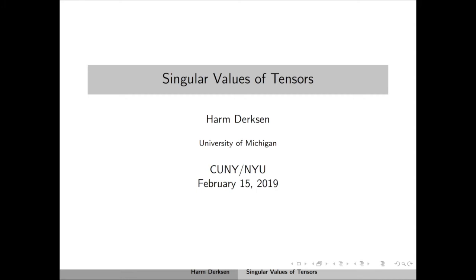So today I will talk about singular values of tensors. The main goal is to show one way of generalizing the notion of singular values of a matrix to higher order tensors.